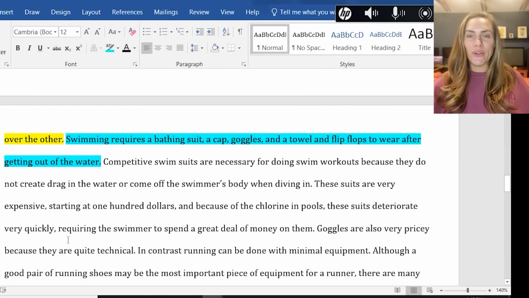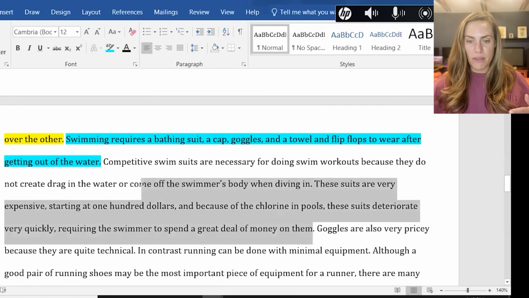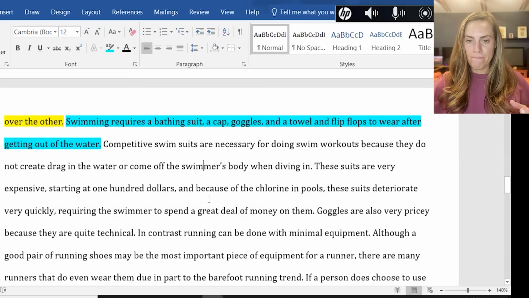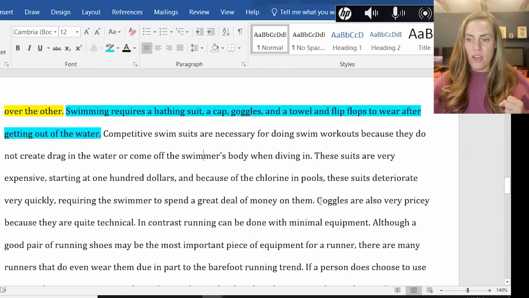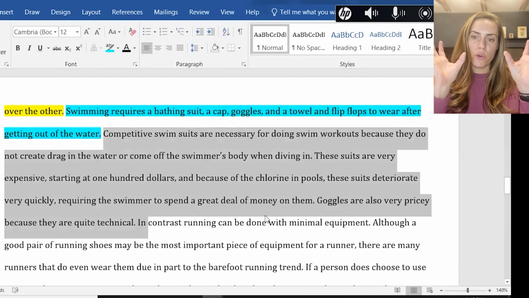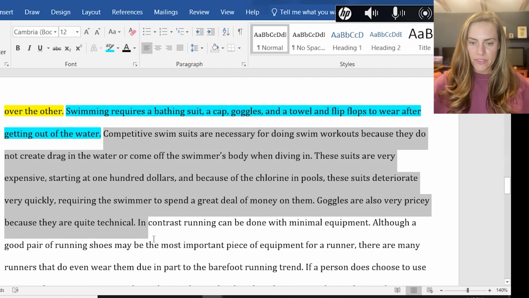And because of the chlorine in pools, these suits deteriorate very quickly, requiring the swimmer to spend a great deal of money on them. Here are all of the details and the support, what I want to say about swimsuits and that equipment. Goggles are also very pricey because they're quite technical. Okay, so this whole thing is all support for the gear, the equipment needed for swimming.